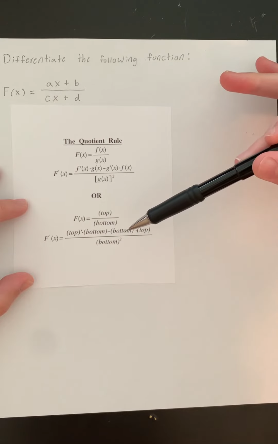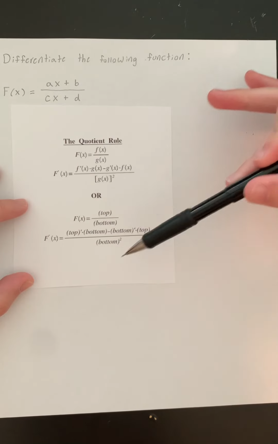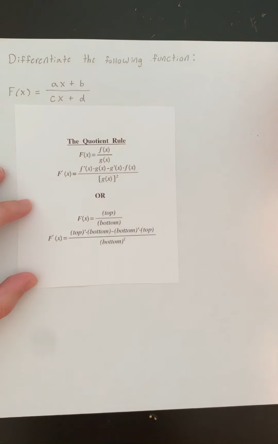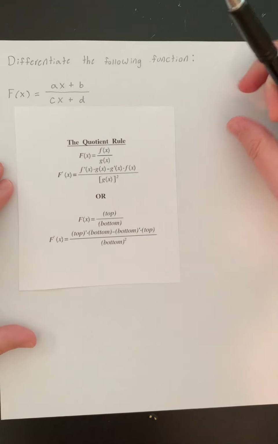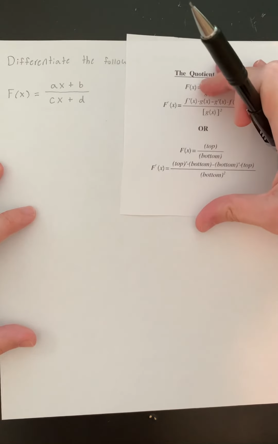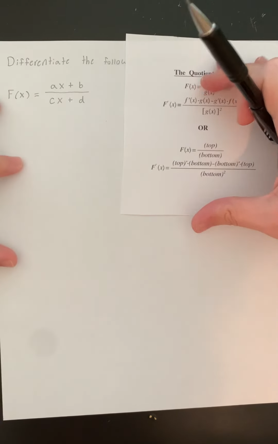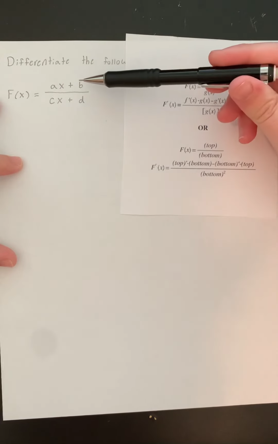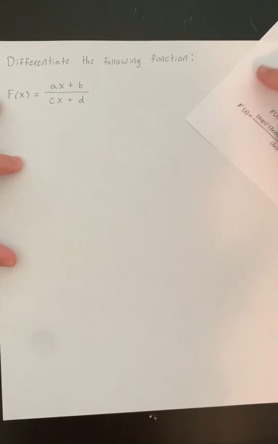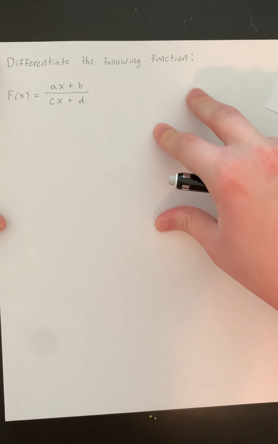I'll try to put a link in the description of this video to the page where I found this rule, if printing it out would help you. But before any of that, let's get started on actually solving this example. I want to start by determining what our little f of x and our little g of x are, so that we can plug them into the formula for the quotient rule. I'm going to do that right now.